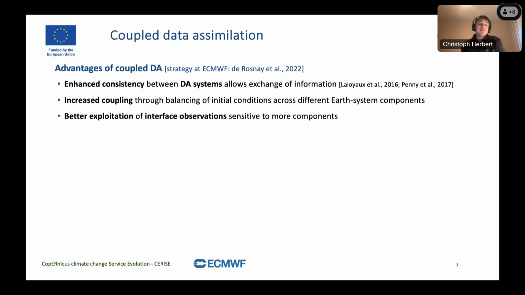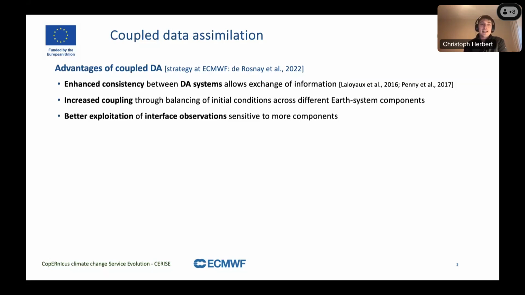So first, starting off with coupled DA. We're running a coupled model at ECMWF. So we have the fluxes, which give us the exchange between the land and the atmosphere. But we have different methods of how to couple the DA systems. And so the idea is we want to have an enhanced consistency between two or more Earth system components because we want to exchange information between them.